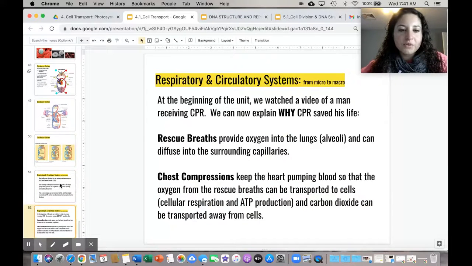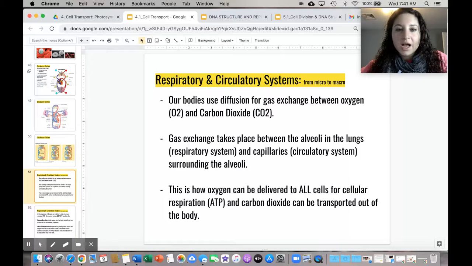So I just want to review a little bit right here, and put the circulatory system and respiratory system together for us. We're going to go from the micro, the small stuff, to the macro, the big stuff. Our bodies use diffusion for gas exchange between oxygen and carbon dioxide. We talked about this in terms of the respiratory system and circulatory system, because gas exchange takes place between the alveoli in the lungs, which is your respiratory system, and the capillaries, which is your circulatory system, surrounding the alveoli.